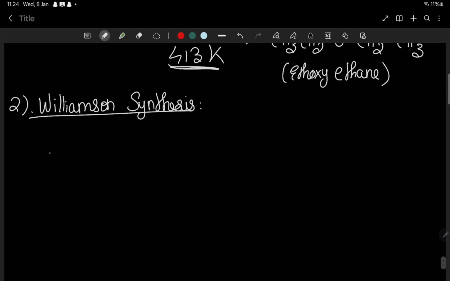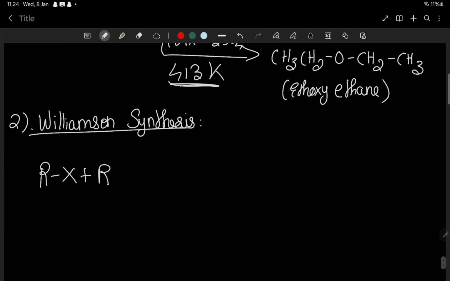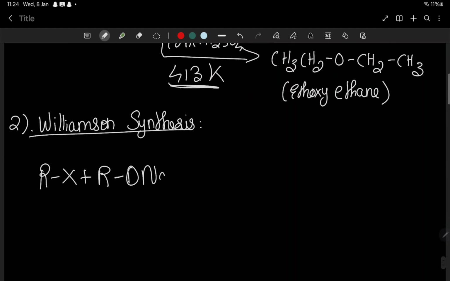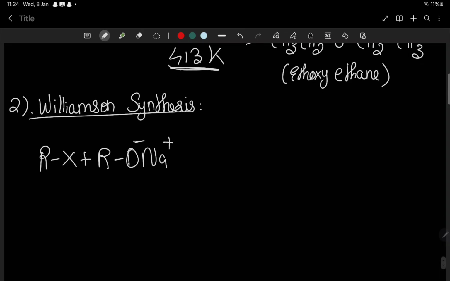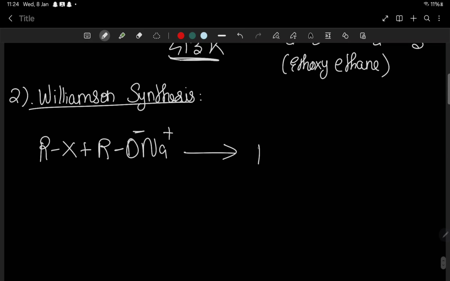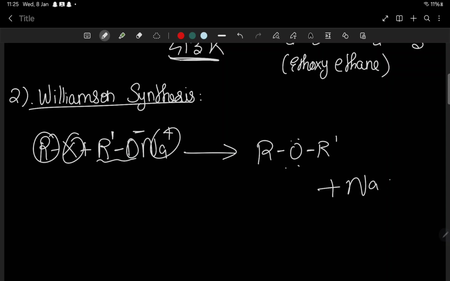Very simple. Take an alkyl halide and take RONa, that is RO minus Na plus, the sodium salt of alcohol, and react these two together. Here you are taking R dash. What we get is ROR dash, and the rest will be leaving as NaX. This is called Williamson's synthesis. This is one of the main reactions for the preparation of ethers.